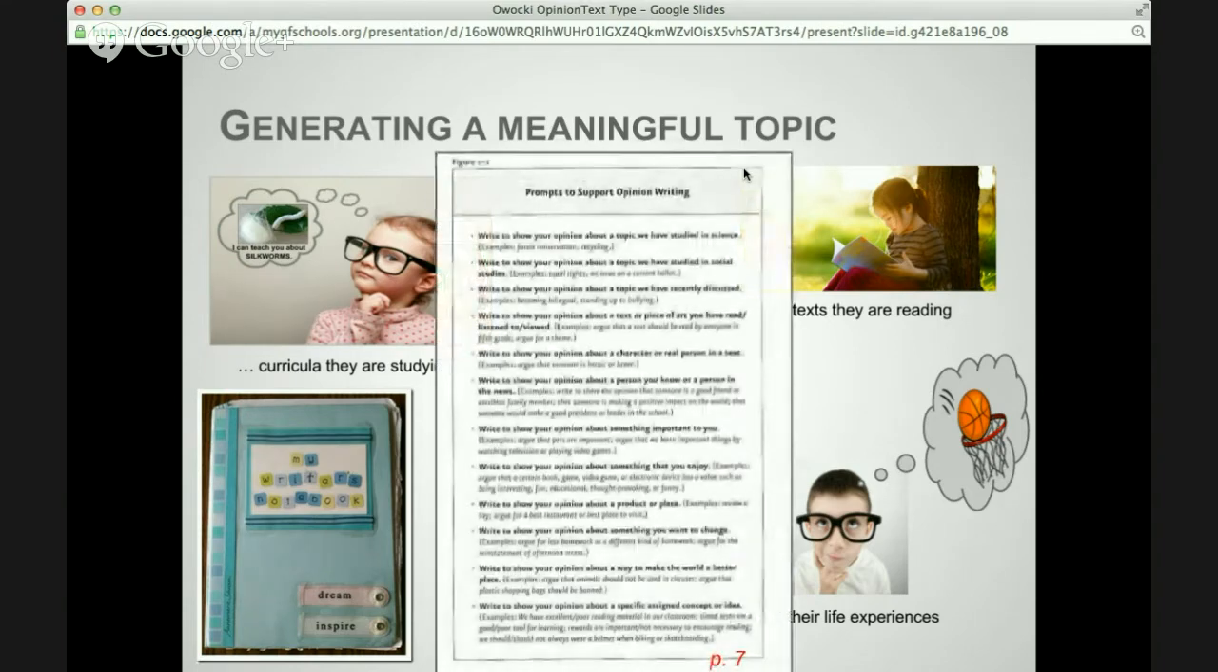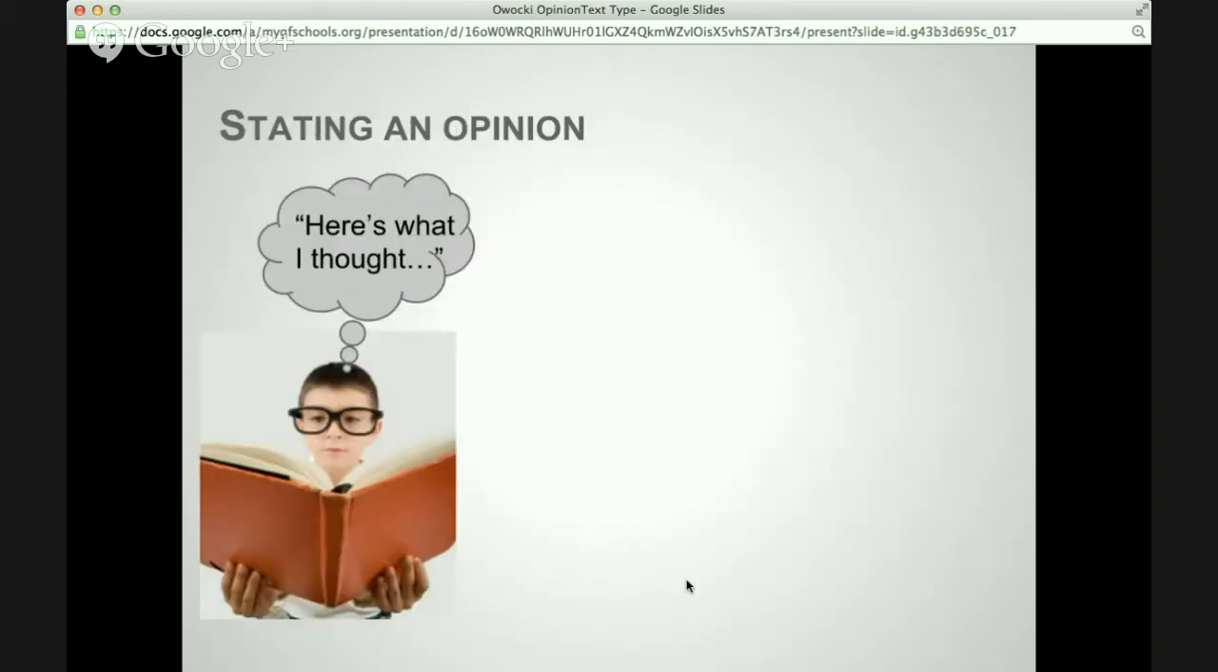Okay, I love page 7. She gives some prompts for supporting opinion writing. And as you look down here, they get a little bit more creative. Write to show your topic about something important to you. Doesn't that sound interesting to see what kids would write? Write to show your topic about something that you enjoy or something that you want to change or a way to make the world better. But you're not going to want to miss page 7. You might want to stop this now to refer to that.